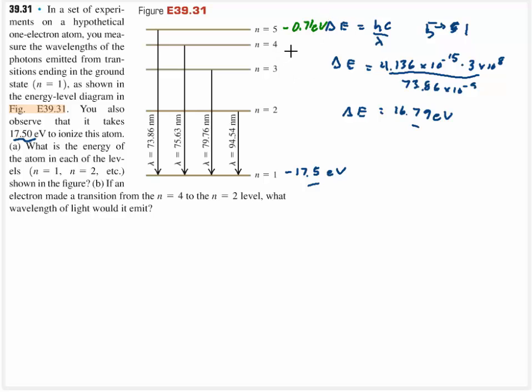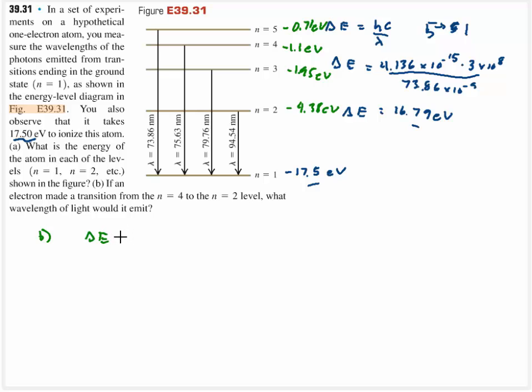And now you're just going to do this again and again. You're going to do the 4 to 1, and you're going to figure out this is negative 1.1 eV. You're going to do the 3 to 1 transition, and you're going to say negative 1.95 eV. And then you're going to do the 2 to 1 transition, and figure out that's equal to negative 4.38 eV.